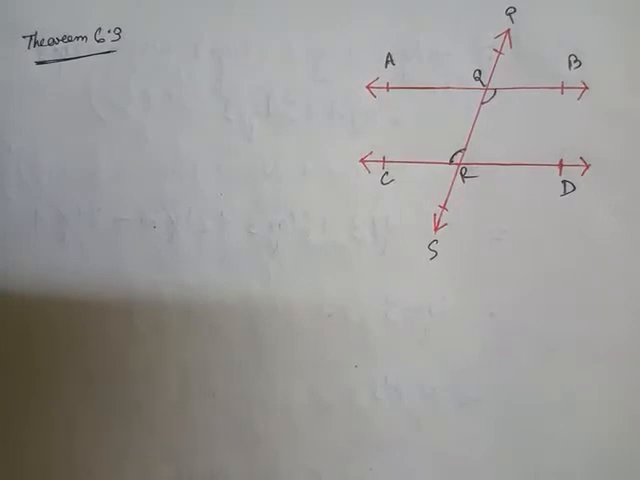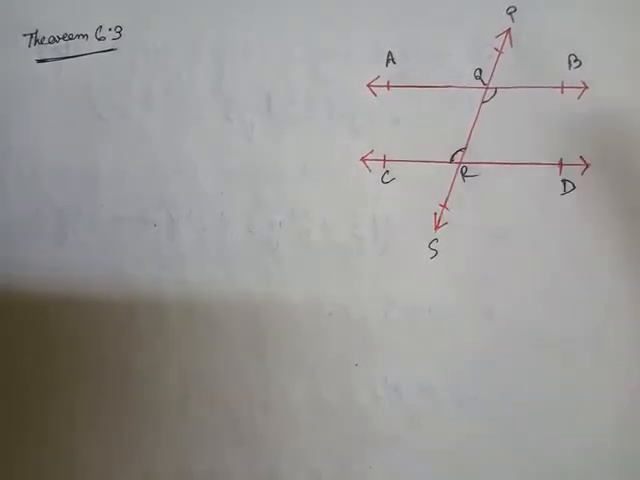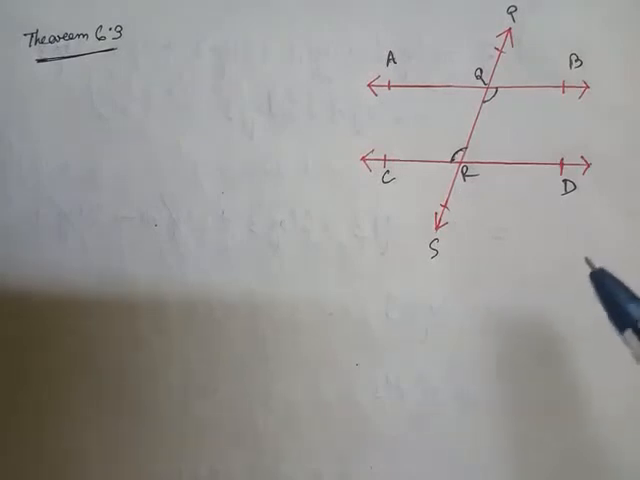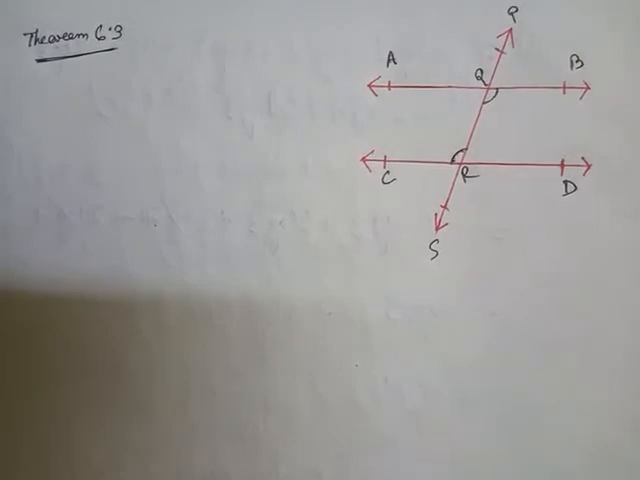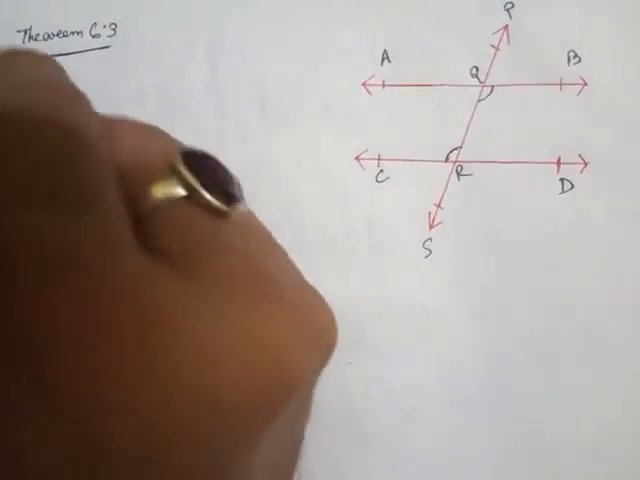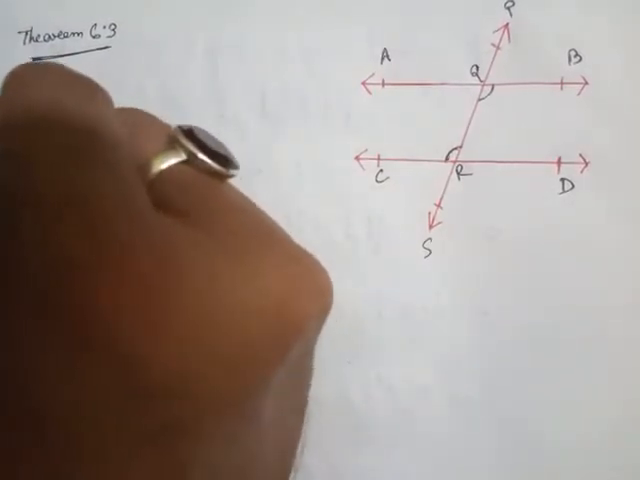Student, this is the diagram of theorem 6.3. Here it is given that alternate interior angles, meaning these two angles, are equal, and we have to prove that AB equal to CD, which means these two lines are parallel. We have to prove that, and PS is the transversal. So students, before that I will write here the given part. Now look student, here I am writing the given part.